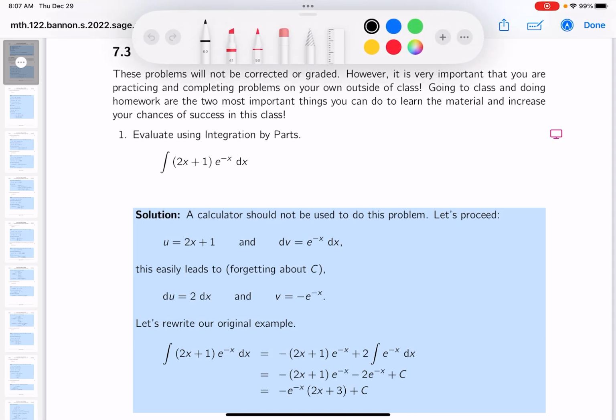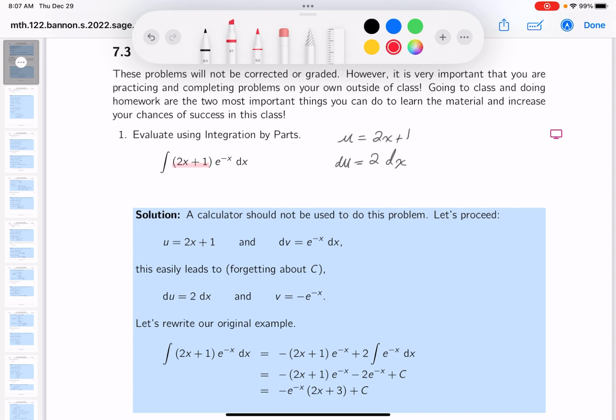Okay, we're told to use integration by parts, and certainly there's other ways to do it, but right now let's just take a look at it. And let's take some parts. The first part I'll take to be this. Let's write that down: u is equal to 2x plus 1, and du is going to be 2 dx.